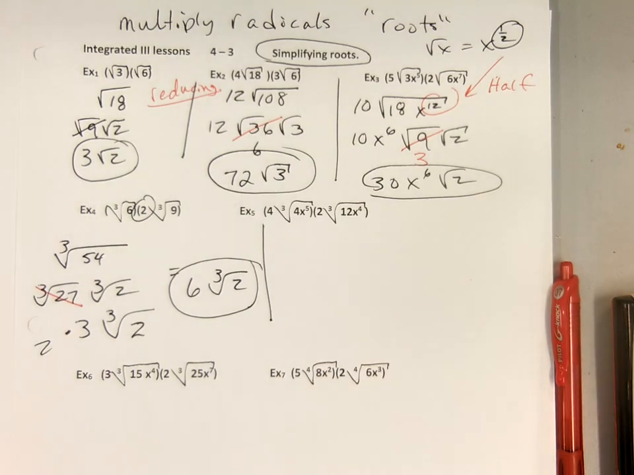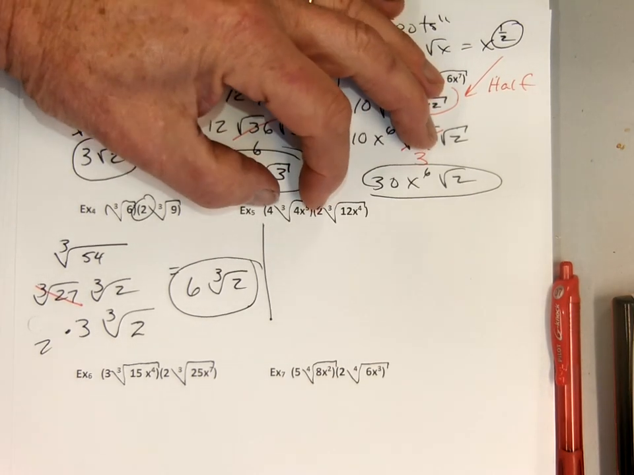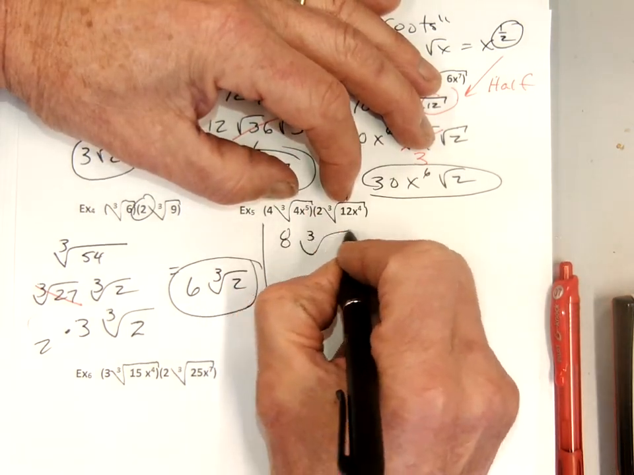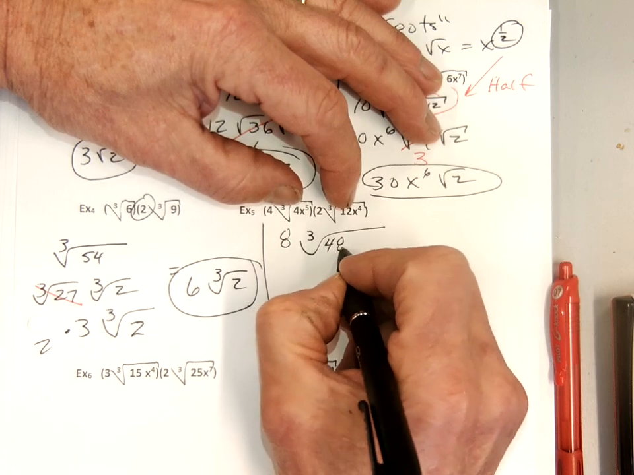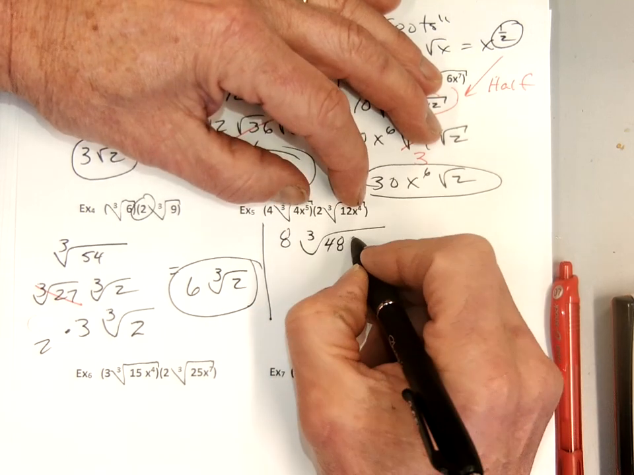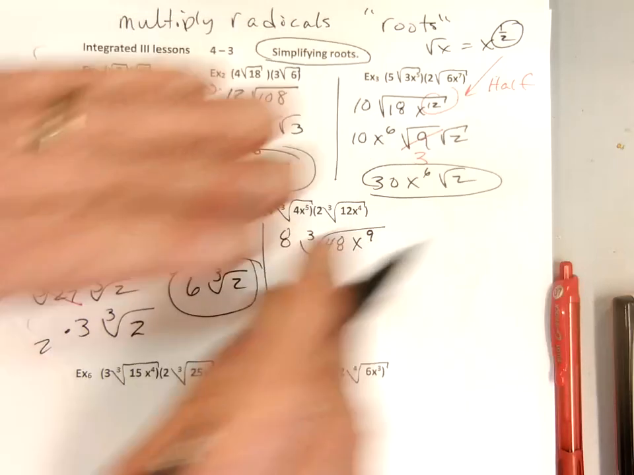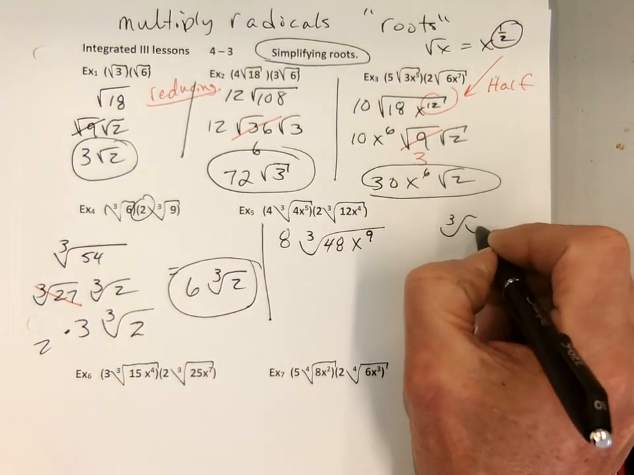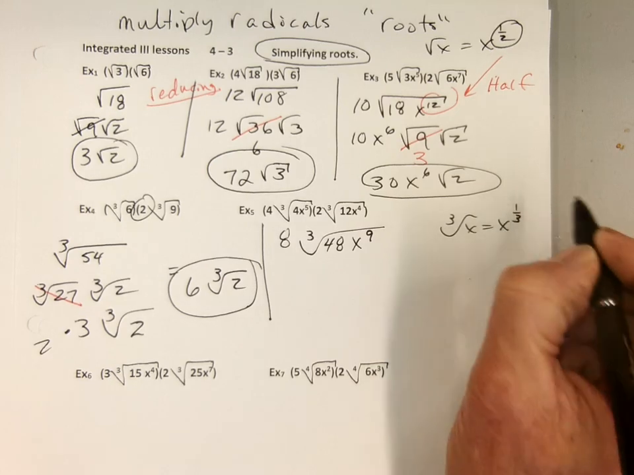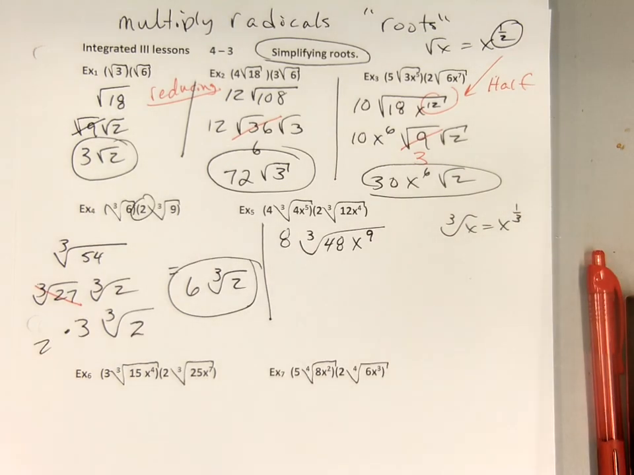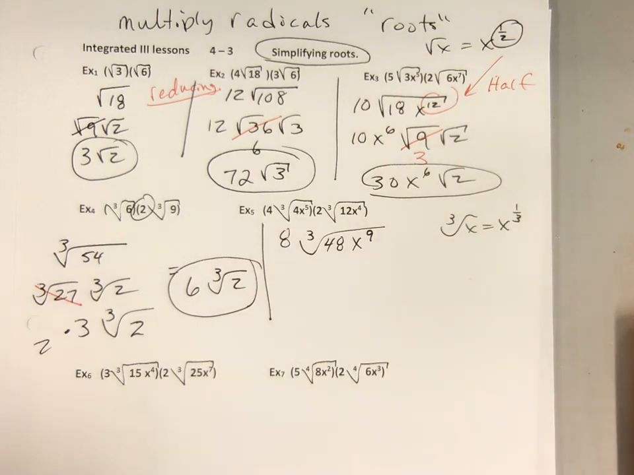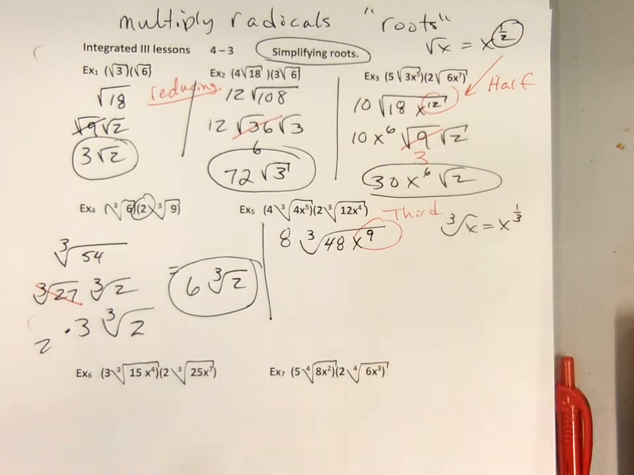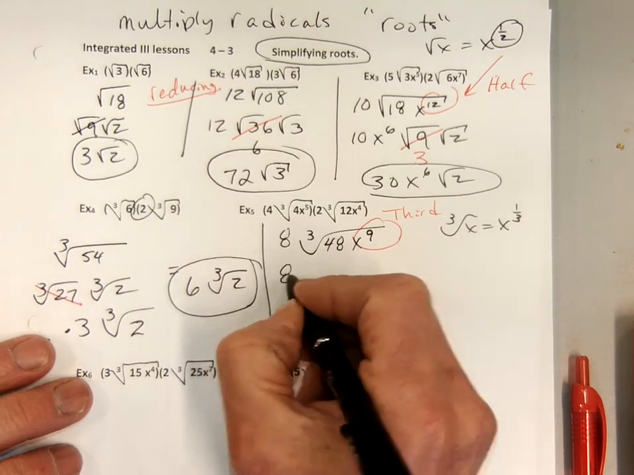All right, number 5. Let's do the whole numbers, right, Lexi? How about an 8 cube root of 48 x to the 9th. Now, the cube root of x is the same thing as x to the 1/3 power. So I need to take a third of that, right? So I'll have an x to the 3rd. So I'll have an 8 x to the 3rd.